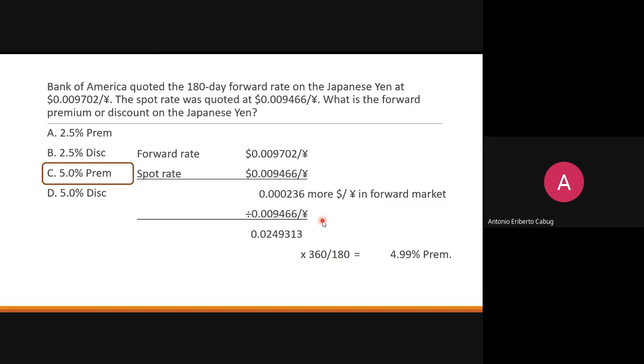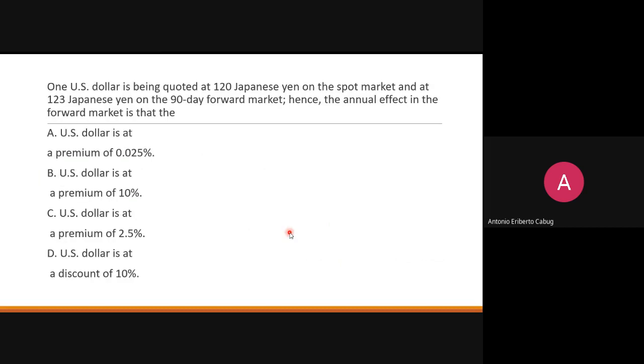Okay, anyway, I'm going to post this on YouTube so you can review. Just compare the two and then divide by the spot rate. You would have the percentage discount or premium. If the forward is greater than the spot, premium. If the spot is greater than the forward, it's discount. Then do not forget to annualize. Next question. This time, I'll give you more time, 3 minutes again.